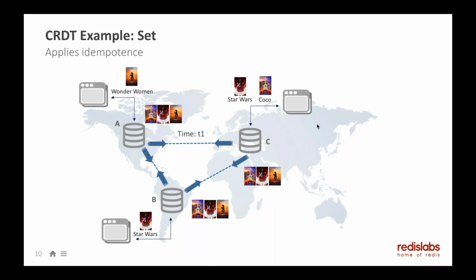Similarly, with the set, here I'm showing an example of distributed caching where we are trying to cache some of the images. Let's say we are adding Wonder Woman at data center A.